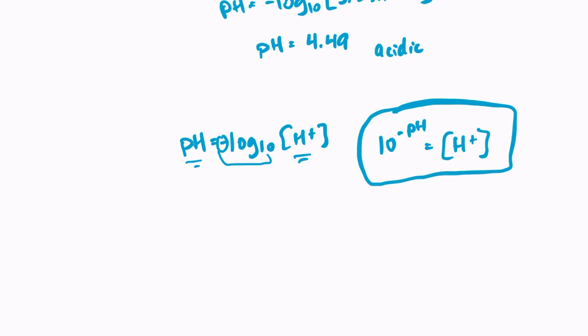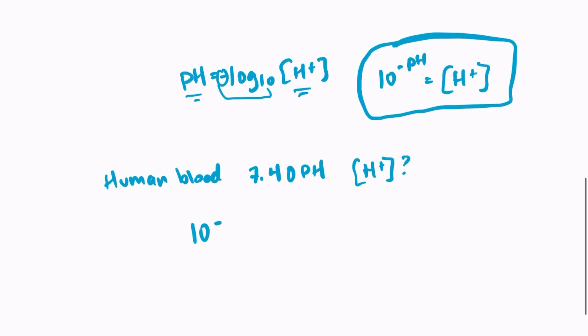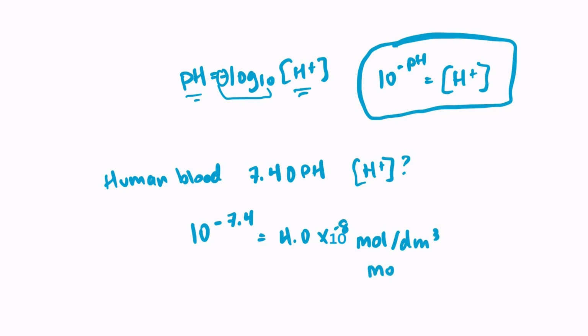So for example, we know that most human blood has a pH of 7.4. We want to know how much H plus is in blood. All we have to do is take 10 to the negative 7.4, and that gives us our H plus concentration. So in this case, we plug it into our calculator, and it is 4.0 times 10 to the negative 8 moles per decimeter cubed, or moles per liter, if that is the unit that you choose to use.